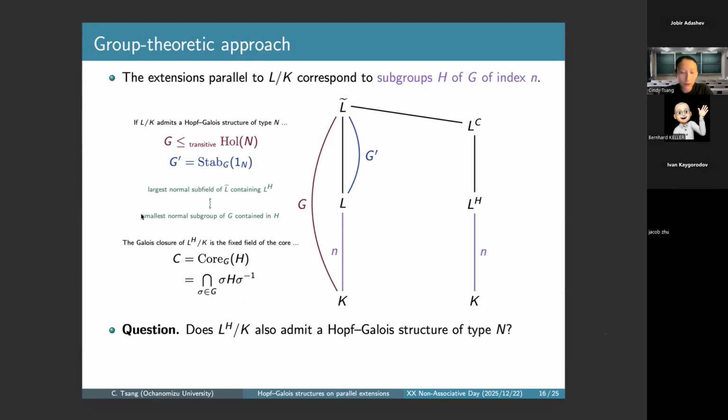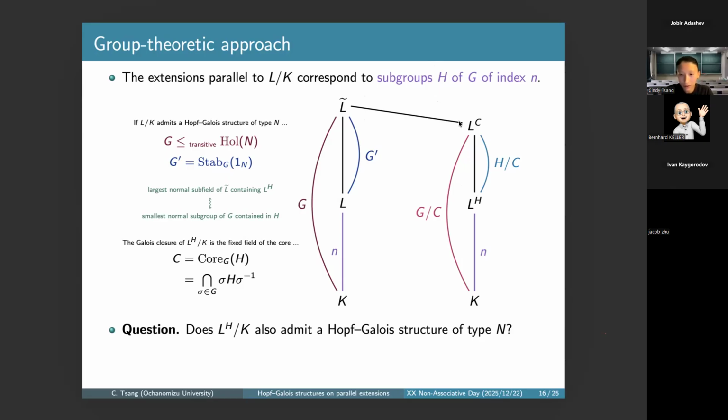Abstractly you can define it as the smallest normal subgroup of G contained in H, or concretely you take all the conjugates of H and then you take the intersection. So by computing the core, that would give us the Galois closure of this parallel extension. The Galois closure is just going to be the fixed field of the core. So then the Galois group here is going to be G modded out by the core, and the Galois group up here is H modded out by the core C.